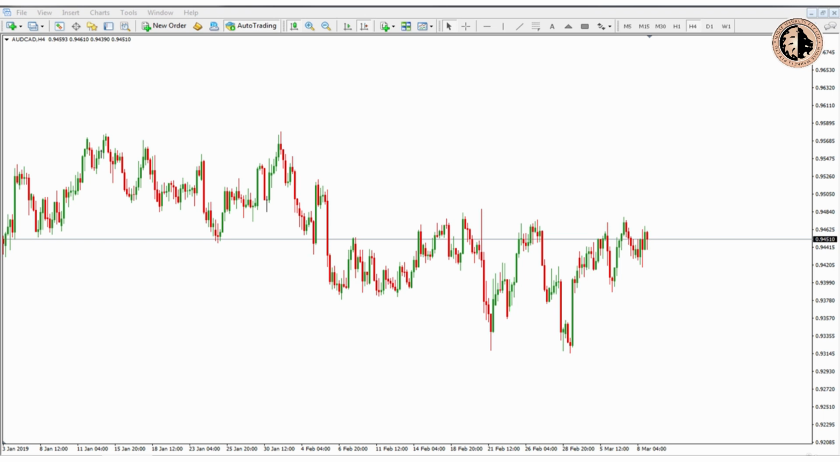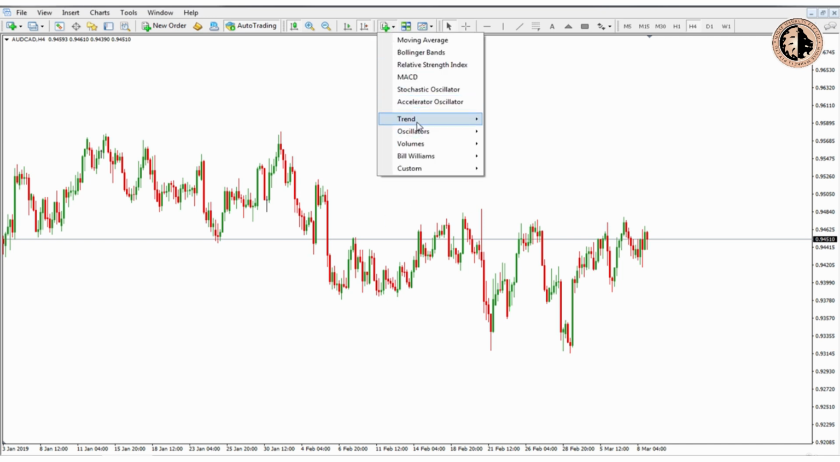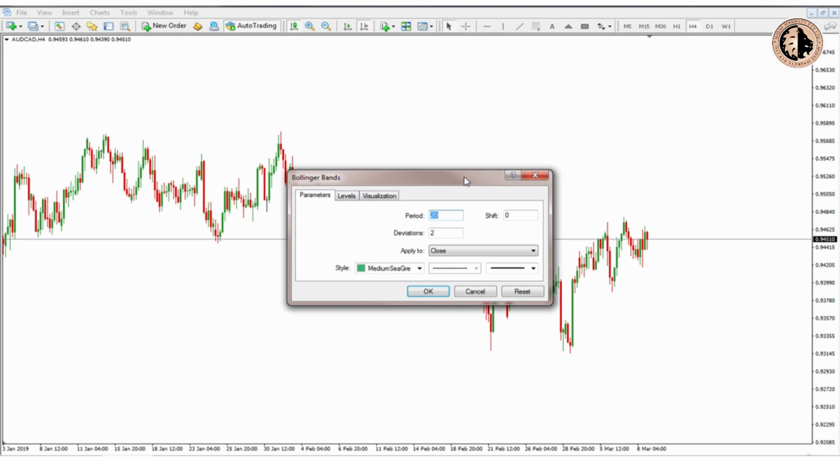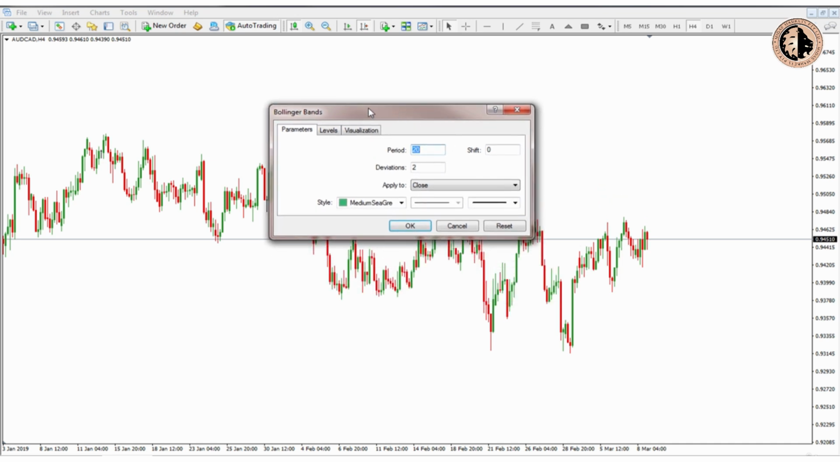Hello traders. In this lesson, we are going to talk about another important lagging indicator, the Bollinger Bands. This indicator is obtained by a combination of moving average and standard deviation. I will open the Bollinger Bands indicator. A new window will open in which we can adjust the parameters of the indicator.